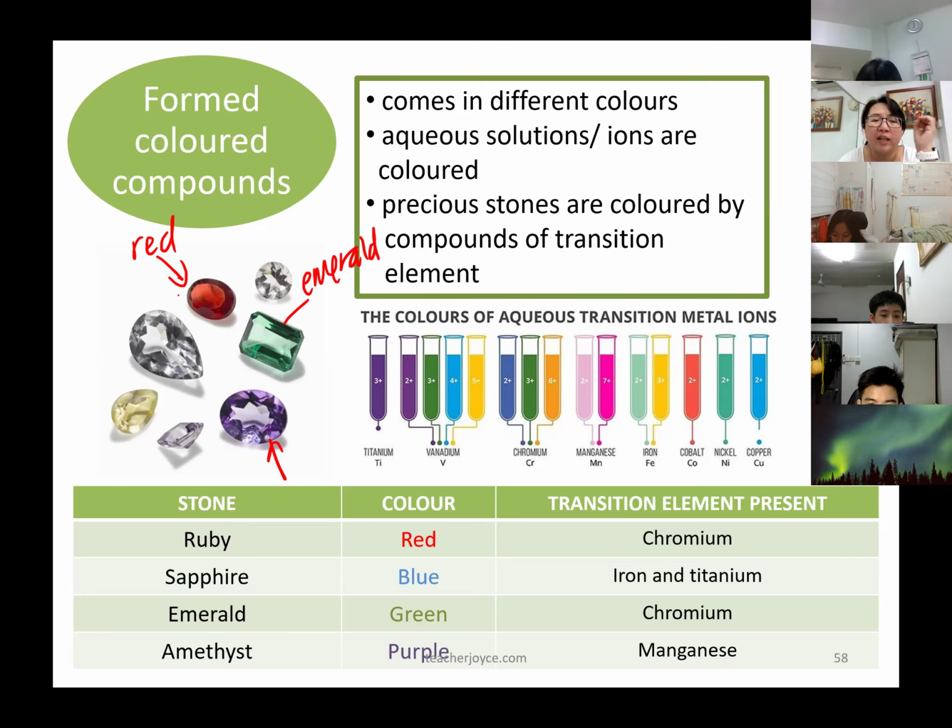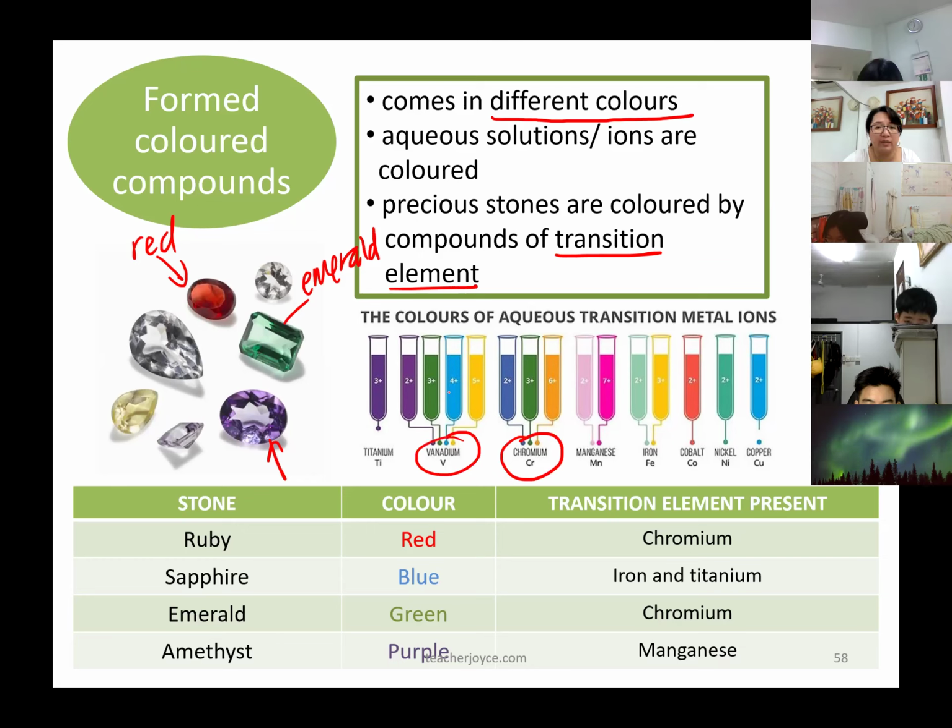So why gemstones? Gemstone is this stone. But why are they so precious? We call them precious stones because they come with very interesting colors. Why? Because these precious stones have transition elements in them. Even chromium has 3 colors. Some have more, like vanadium, which has 4. So you just have to remember a few only. Ruby is red, sapphire is blue, emerald is green, amethyst is purple.